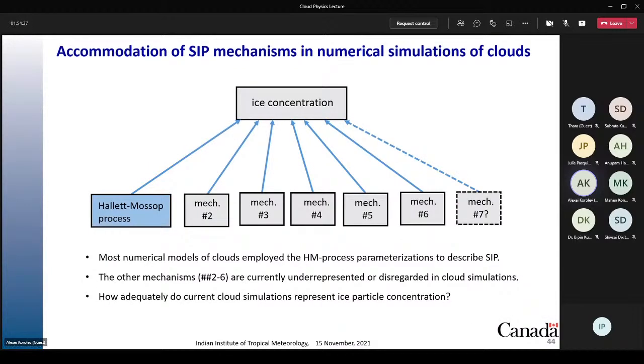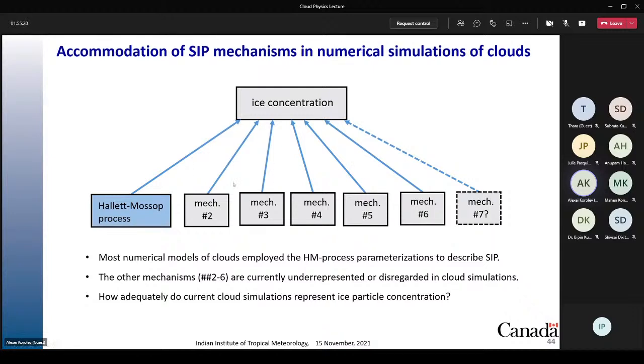And regarding accommodation of SIP in numerical weather simulations, at the moment most numerical simulations are biased towards the Hallett-Mossop process. And other mechanisms are underrepresented in the numerical simulations. Many numerical weather predictions are not using secondary ice production at all, and they generate ice only based on primary ice nucleation. There are few NWPs, numerical weather predictions, which are using the Hallett-Mossop process, but not all.